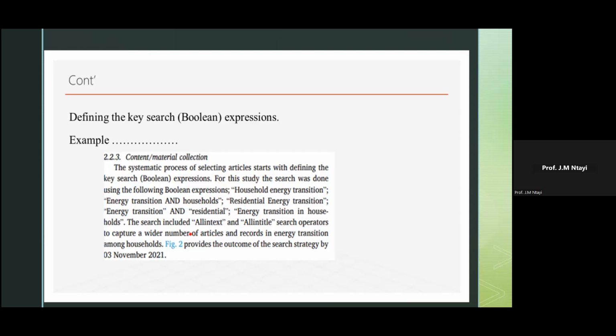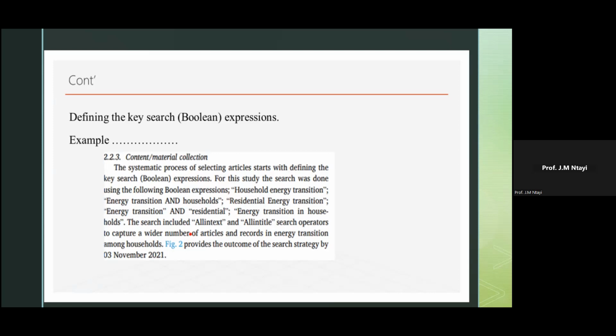So in this case, we have a number of journal articles here, and I want to just probably in your own time, you look at them. These papers are available online. You can go and pick them and then read. But here, we are saying that for this study, the search was done using the following Boolean expressions. So the first thing we put in the database or in the search engine is household energy transition. Now imagine that we have selected 3 different databases that we are going to search the information from.